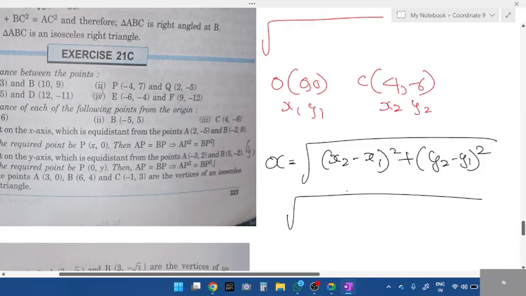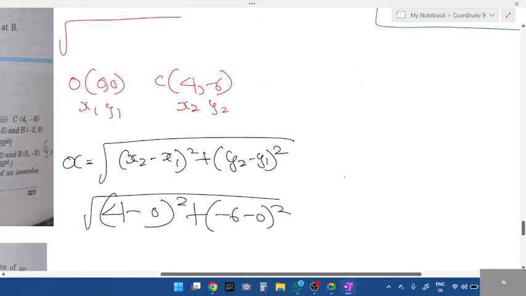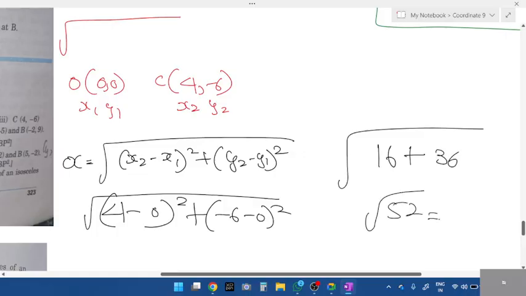Okay, what's the answer, students? 4 minus 0 the whole square plus... what is 4 square? 16 plus root 52. If you rationalize root 52, what do you get? If you find the prime factors of 52, 2 root 13 is the answer.